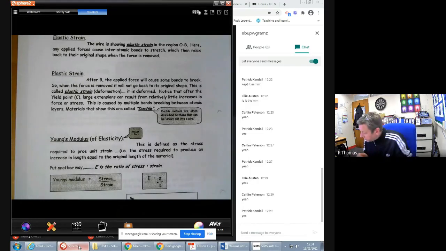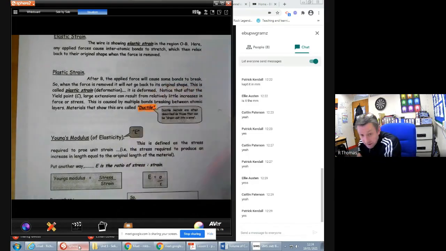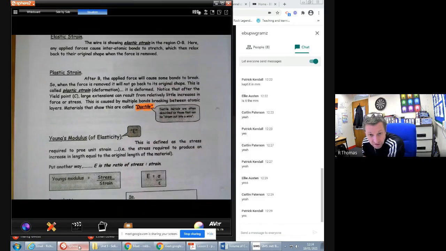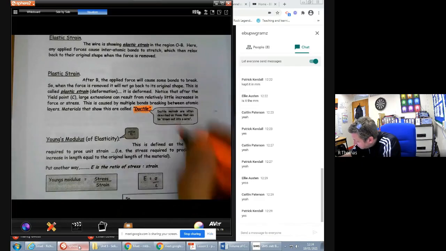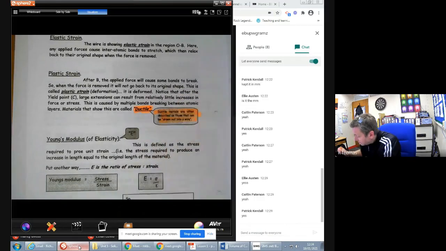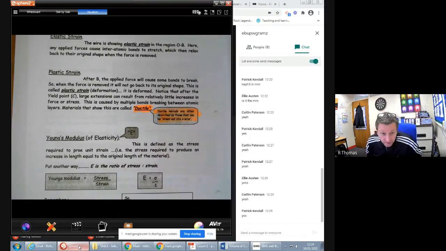We spoke about this word ductile when we did the definitions at the start of this unit. Don't forget that just means it's a metal that's able to be drawn out into a wire, so you can stretch it and it will become thinner and thinner, and you can turn it into what we call a wire. So you need to know that.